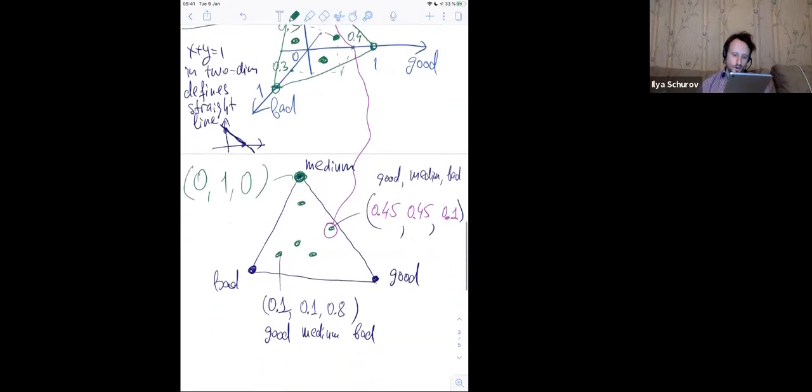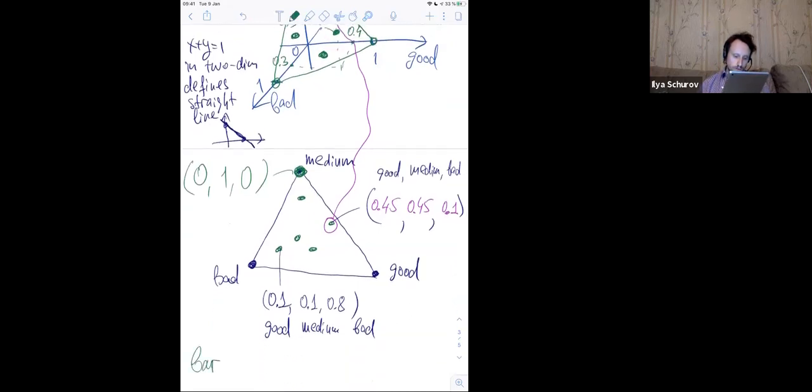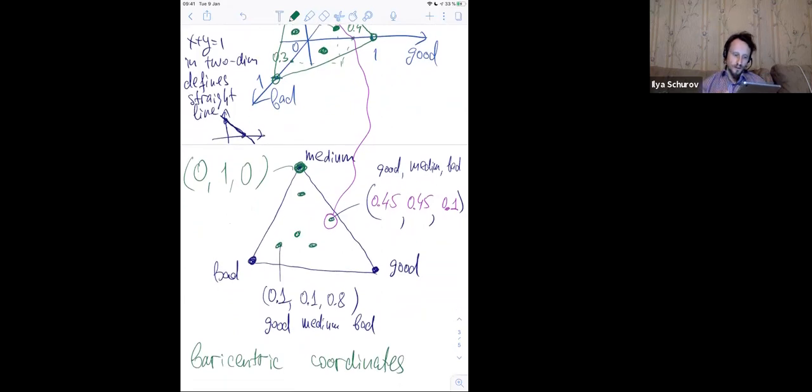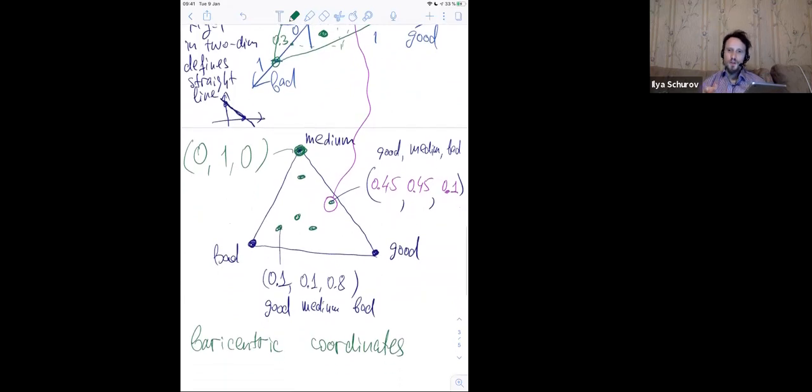So this is actually called barycentric coordinates. But you don't have to remember this notation, this is just trivia. Okay. Now let us try to imagine how our original data looks on this picture.